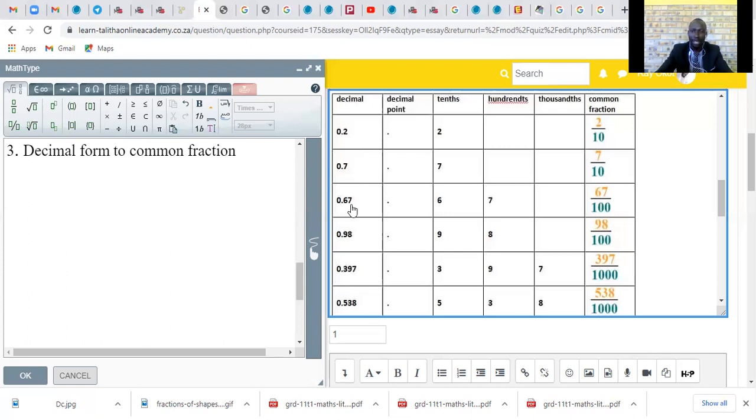7 in this case is called 100. Then 8 is called 100. Then 9 is called 100. And then 3. Then now the next number which comes after 100 is called 1,000. And so we have it for this question as 0.397. And so 7 is 1,000, and also 8 is 1,000.